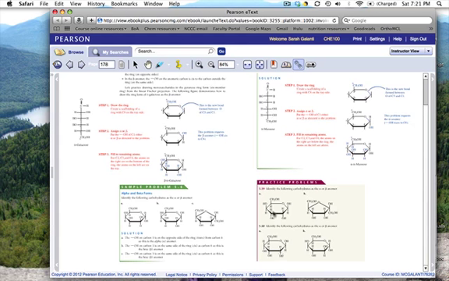You do need to be able to identify the alpha anomer and beta anomers. So you should know what anomers are and how to identify alpha and beta anomers of sugars. Okay, so these are some good practice problems here. This sample problem here, and there's probably some in the back of the chapter as well.